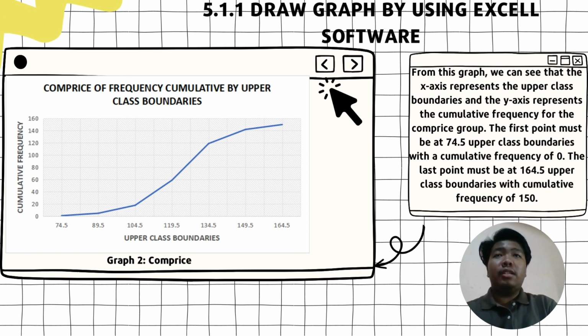The next graph is the comprise cumulative frequency by upper class boundary. From this graph, we can see that the x-axis represents the upper class boundary and the y-axis represents the cumulative frequency for the comprise group. The first point is at 74.5 upper class boundary, with a cumulative frequency of 0. The last point is at 164.5 upper class boundary with a cumulative frequency of 150.